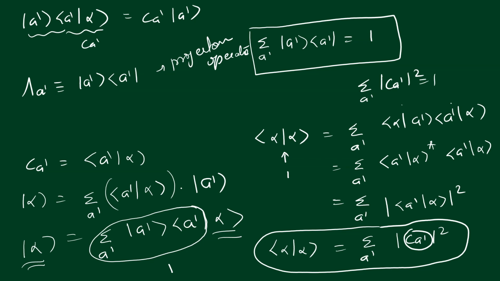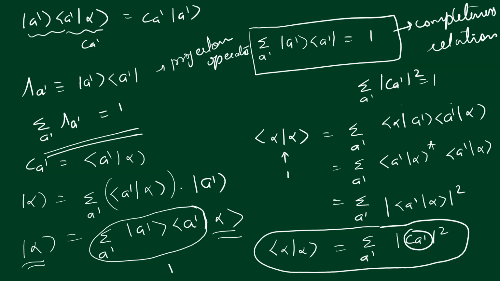This was called the projection operator, and in terms of the projection operator, the completeness relation, also called the completeness relation or closure, can now be written as sum over a prime lambda a prime is equal to 1. So these are the things that we saw in this class. With that, I'll conclude this session. Thank you.